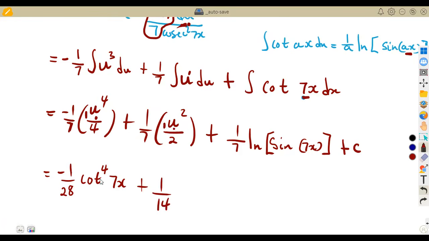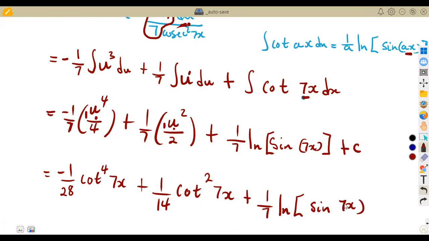U is represented by cot 7x, but there's a square there, so it is going to be cot squared 7x. And this part, there's nothing that we're going to do. Just rewrite it as it is, plus 1 over 7, the ln of sine 7x, plus the constant of integration. We cannot simplify that part any further. We are done with our integration.